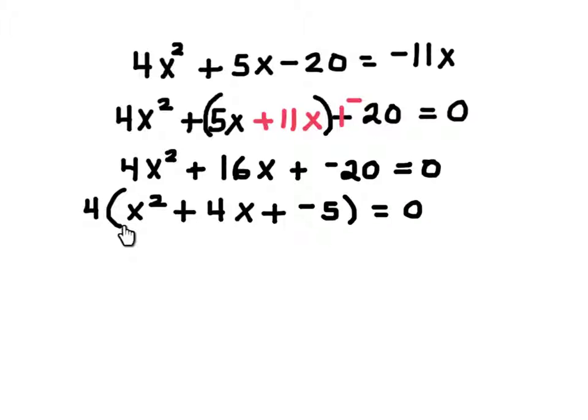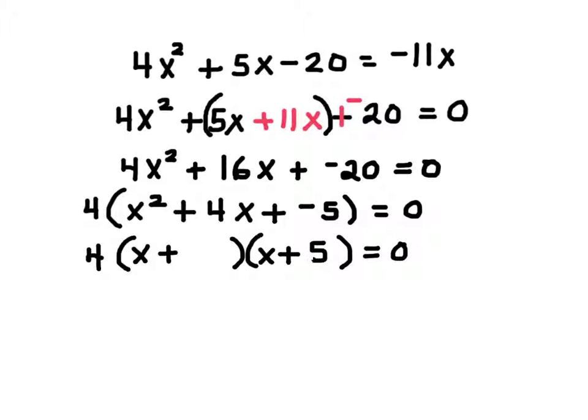Now I need to finish by factoring this quadratic trinomial. So I write the 4 that I have, and this quadratic trinomial, since its lead coefficient is 1, factors into x plus m times x plus n, where m plus n is 4 and m times n is negative 5. And what I'm going to get is 5 and negative 1, because a negative 1 plus 5 is 4, and a negative 1 times 5 is a negative 5.